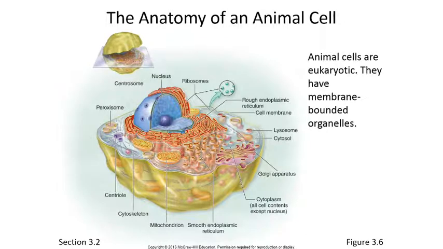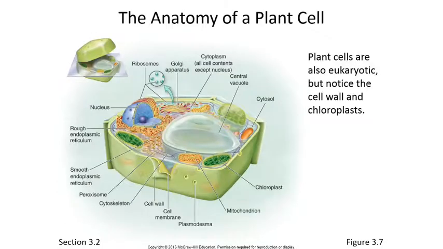You are a eukaryotic cell. You are much more complicated. You have your DNA inside your nucleus, and you have lots of other organelles inside your cell membrane. Plant cells have a cell wall in addition to a cell membrane. They also have chloroplasts, which you don't have.